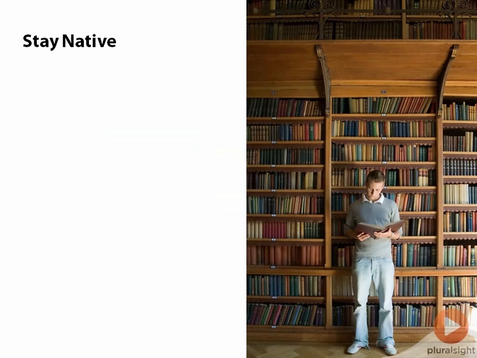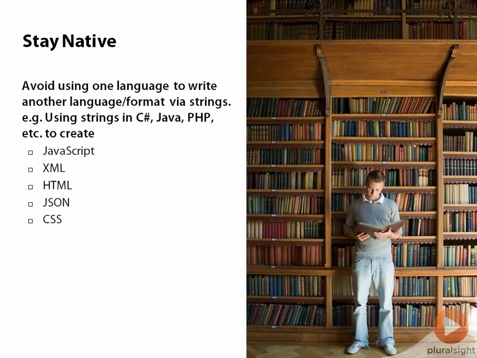Of course, the importance of staying native isn't at all specific to JavaScript. There's a variety of opportunities to find yourself struggling with strings when there's a less painful alternative that involves staying native. The bottom line is, avoid using one language to write another language or format via strings. Creation of these formats dynamically is a solved problem in most popular languages these days, so be sure to leverage libraries to generate such formats.